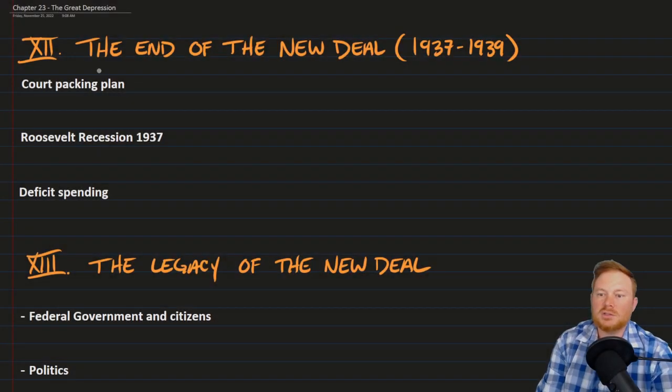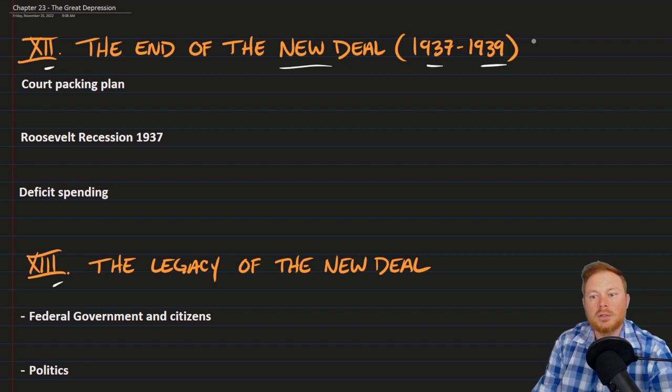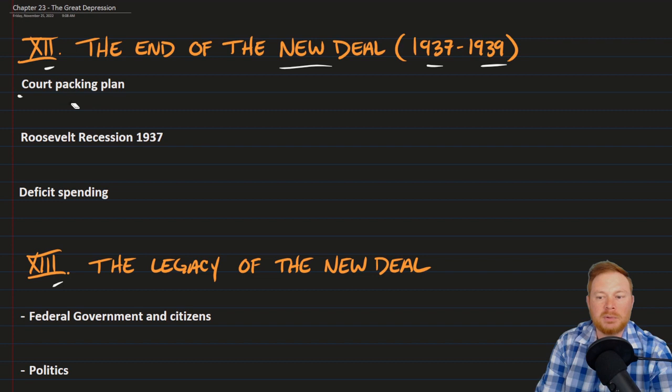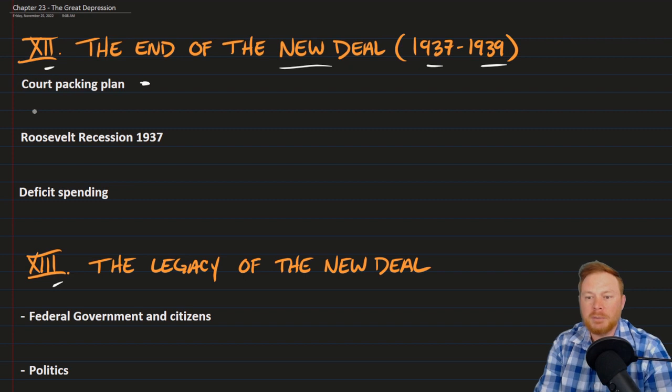All right, the last couple of sections here, section 12 and section 13. So, the end of the New Deal, 1937 to 1939. So, Roosevelt's passing of the Second New Deal on the eve of his reelection in 1936 once again reignited his struggle with the Supreme Court. And Roosevelt had feared that because of the Social Security Act, that the Supreme Court might strike down his New Deal legislation. And so he proposed a plan to essentially bypass the Supreme Court to ensure that his legislation had stayed enacted. So he proposed a court packing plan.